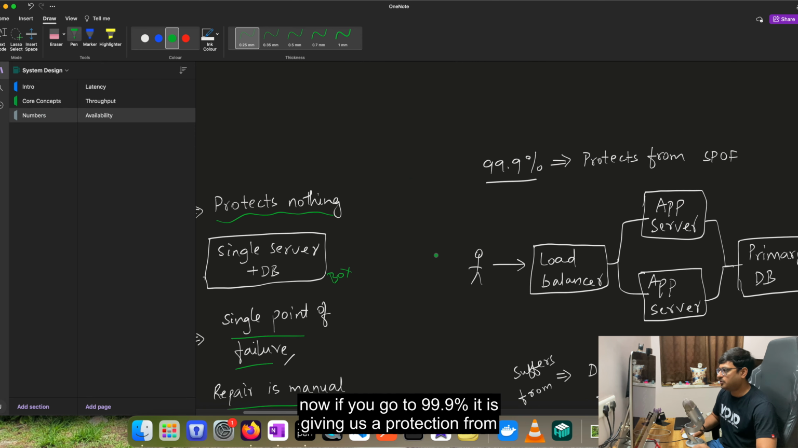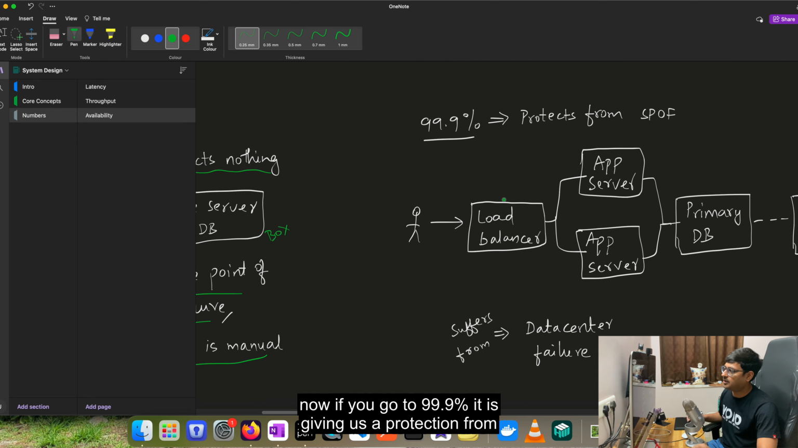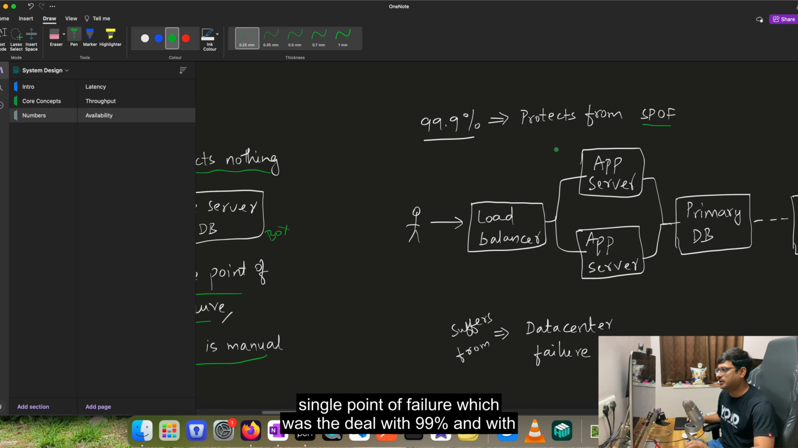Now, if you go to 99.9%, it is giving us a protection from single point of failure, which was the deal with 99%. And with this, we are getting a load balancer. So we are having 2 app servers and a load balancer. So if one of the app servers goes down, our system is still up and running. So we have protected ourselves from single point of failure, right?